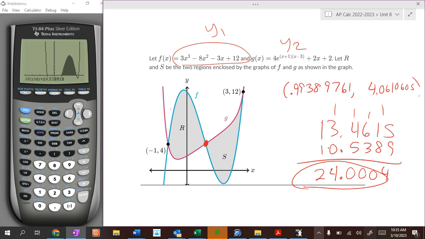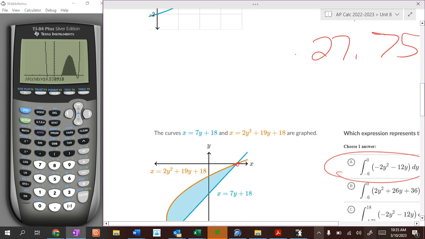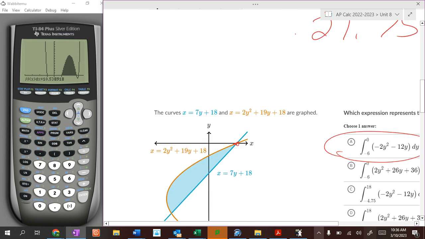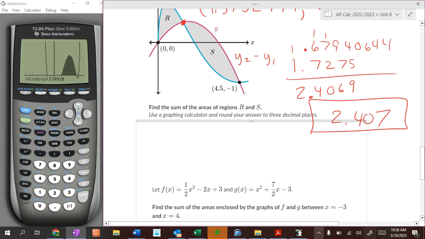Okay, so that's the type of thing you're doing. So you're doing 2 things today: your y's to the side, and then where these meet.